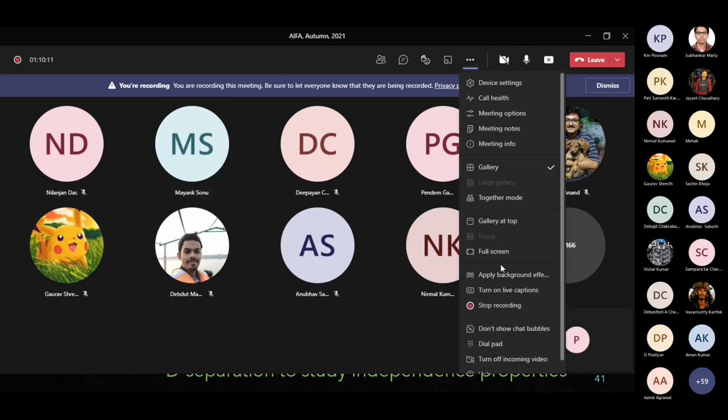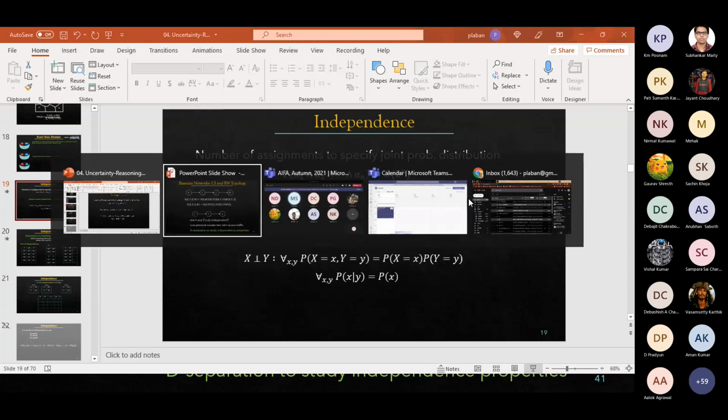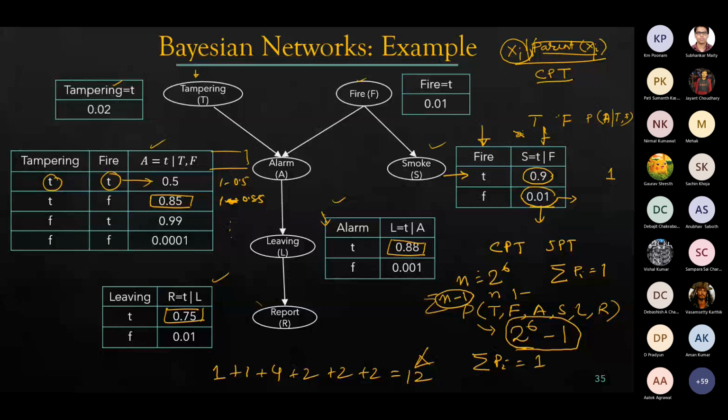Sir? Yeah, sure. Can you go to the slide where you calculated the alarm probability? Okay, sure. Yeah, here. This 0.5, how does it come? So these are empirically derived, or maybe provided by a domain expert. There is a whole body of literature which tells you how to really do that. Got it.